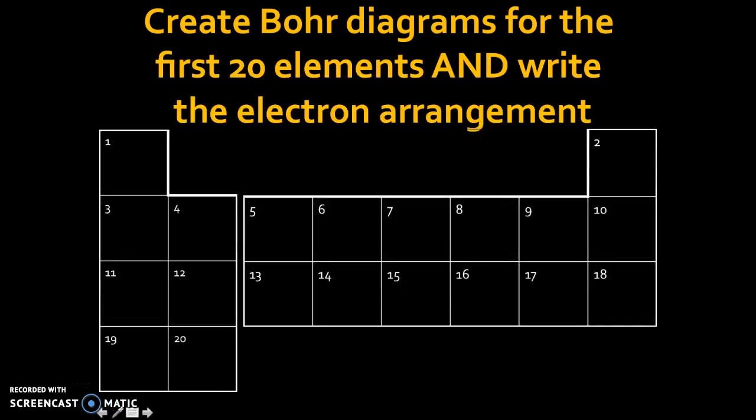So take a break, take a minute and look at the first 20 elements. And if you're up to it, go ahead and create a Bohr diagram of the first 20 elements and write the electron arrangement. It's not necessary, I will not collect it, but this is just to help you so that you understand how to create the Bohr diagram as well as the electron arrangement.